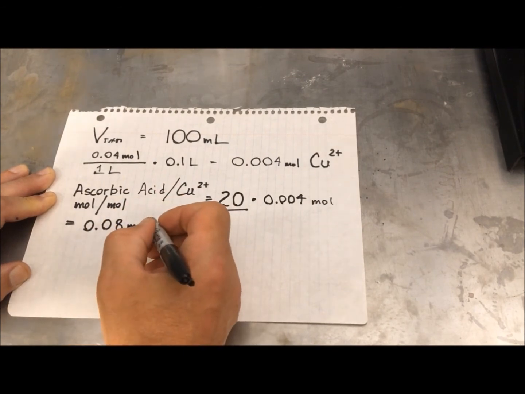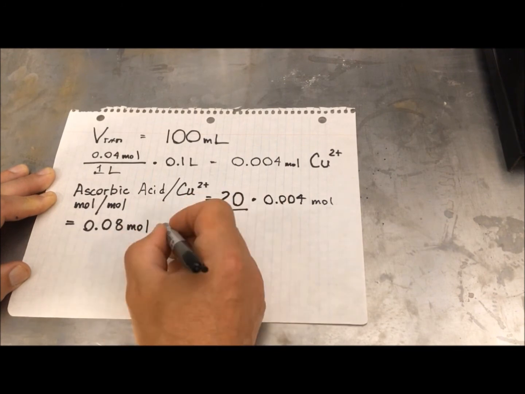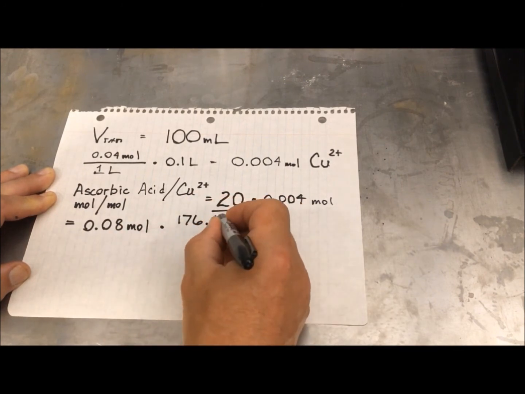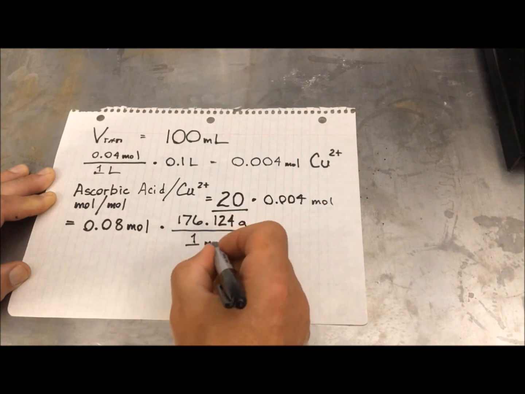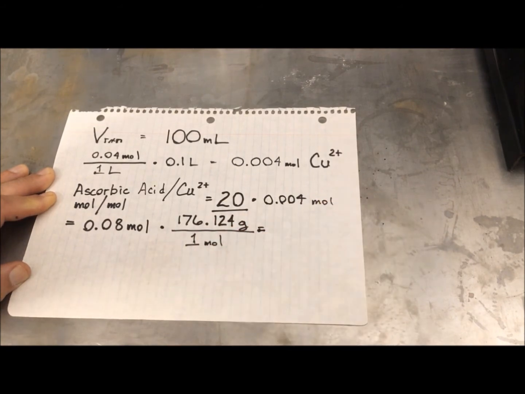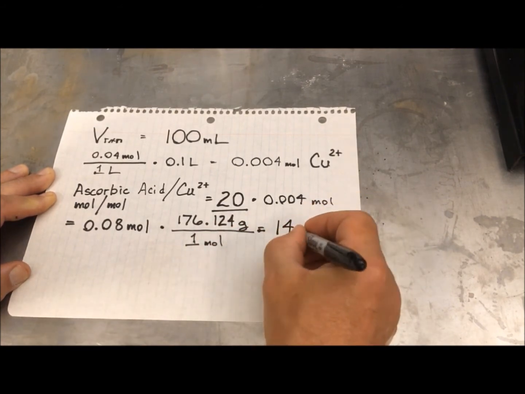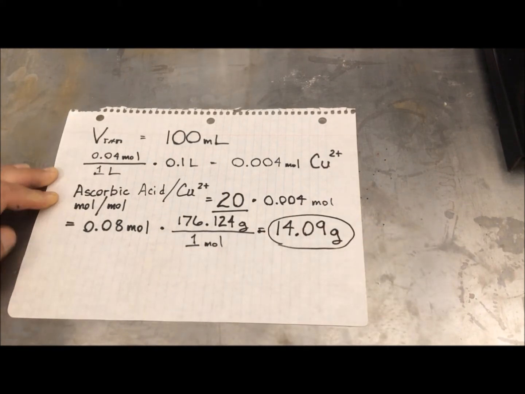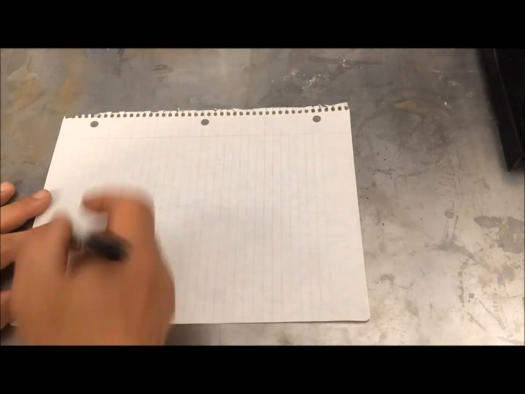And from that you can determine the amount of ascorbic acid. The studies ranged anywhere from a 4 up to 100 to 1 ratio. I'm using 20, so that will require 14.09 grams of ascorbic acid.